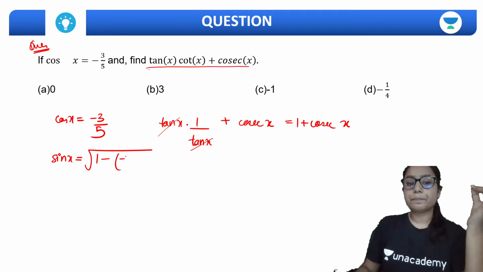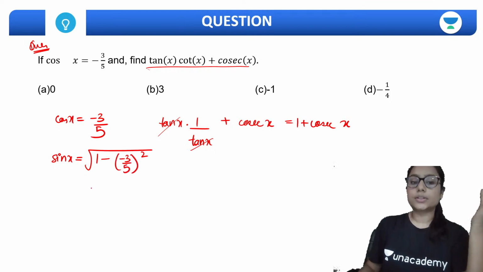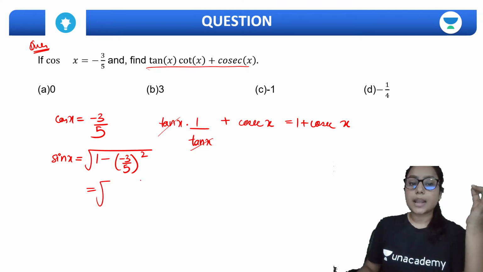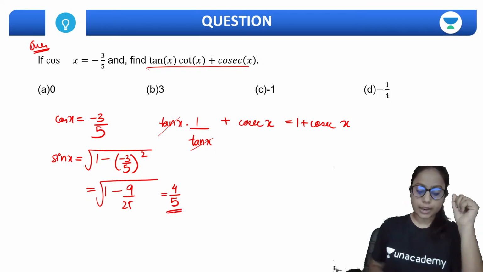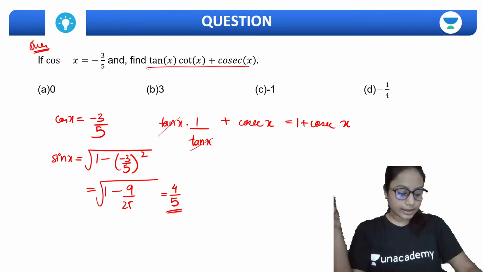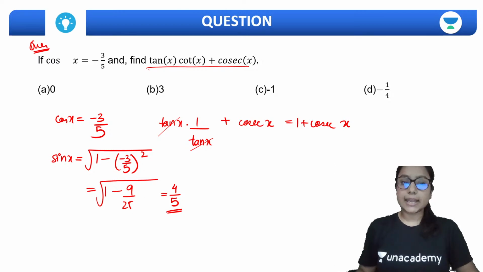What will be the value of sin x? It is under root 1 minus (minus 3 by 5) whole square. So what do you get? Under root 1 minus 9 by 25, which is equal to 4 by 5. All of you, am I right? Is this clear, the value of sin x?